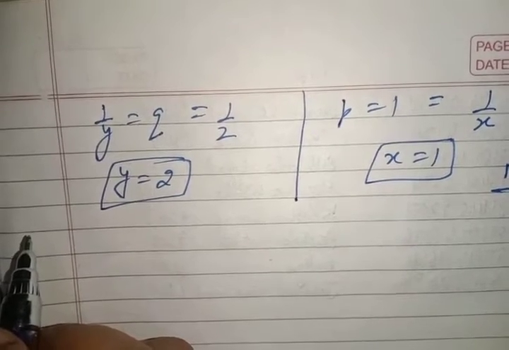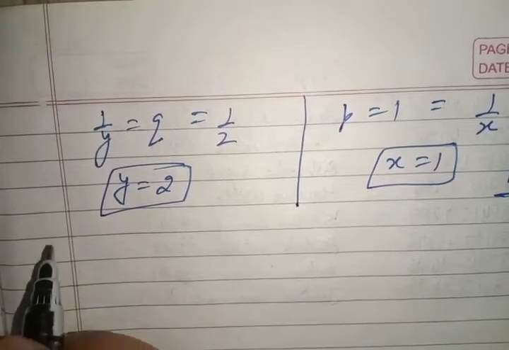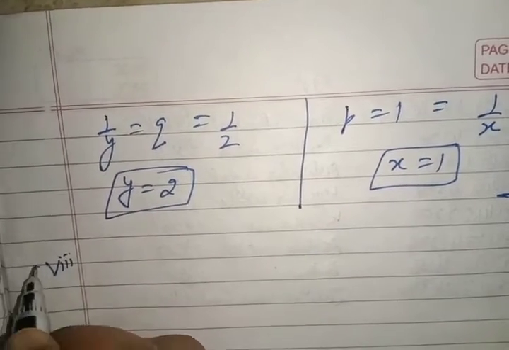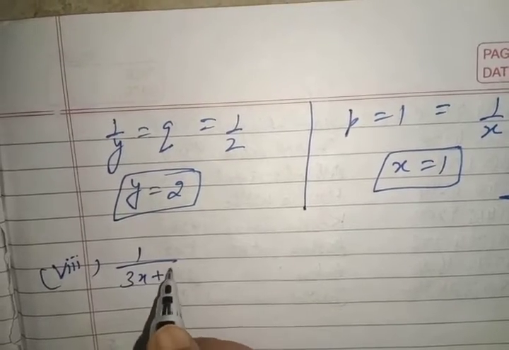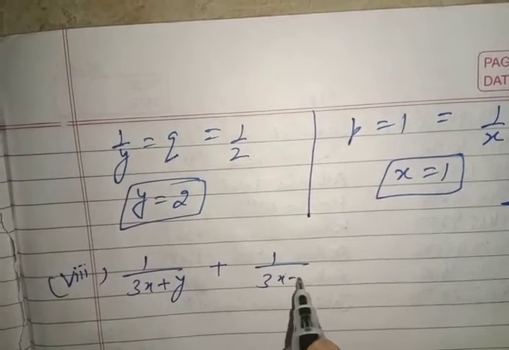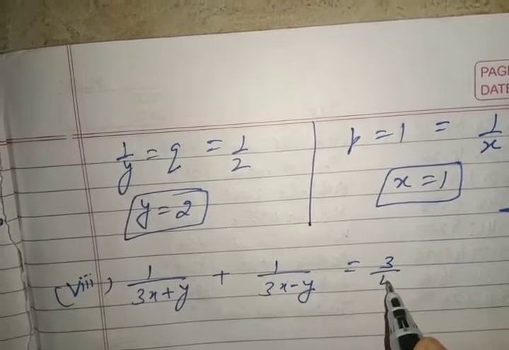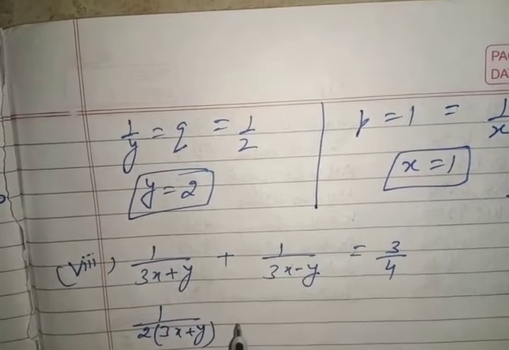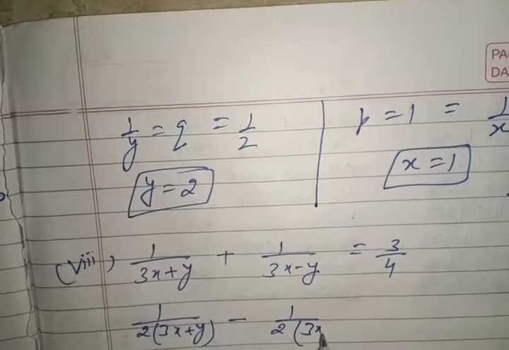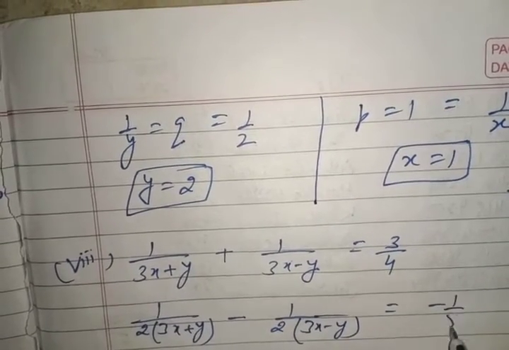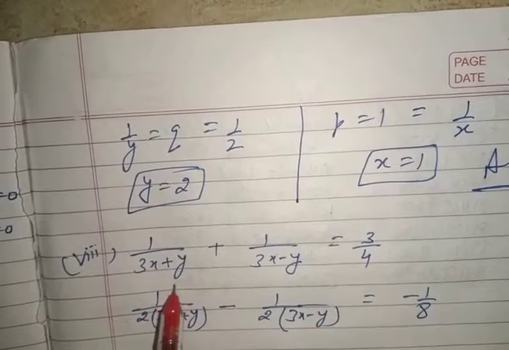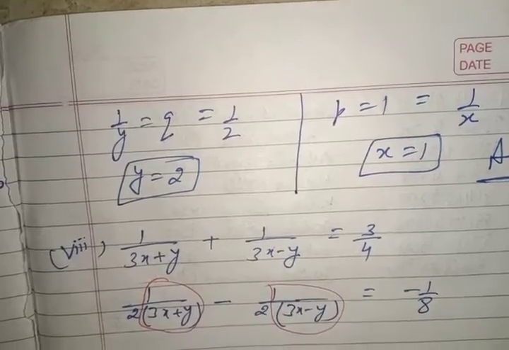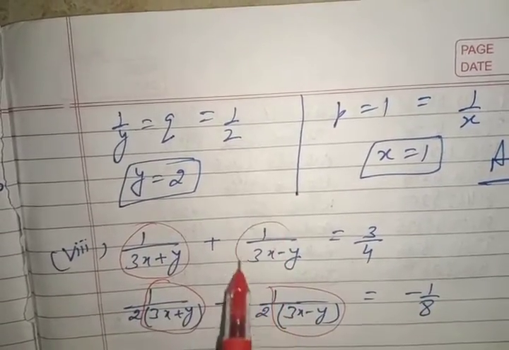One more, and the last part of this first question of the 3.6 exercise, 8th part I am taking, which is 1 over 3x plus y plus 1 over 3x minus y is equal to 3 by 4, and our second equation is 1 by 2 (3x plus y) minus 1 by 2 (3x minus y) is equal to minus 1 by 8. Again, if you see carefully, what is the same in both? 1 over 3x plus y, 1 over 3x minus y, 1 over 3x plus y, 1 over 3x minus y.